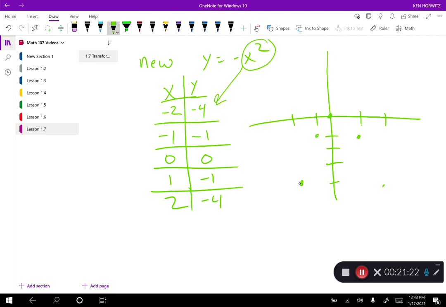Okay. So again, we've graphed our parent enough to know that it is a parabola opening up. This happens to be a parabola opening down. So when we put a negative in front of our function, write this down, when we put a negative in front of the function, it's a reflection over the x-axis.